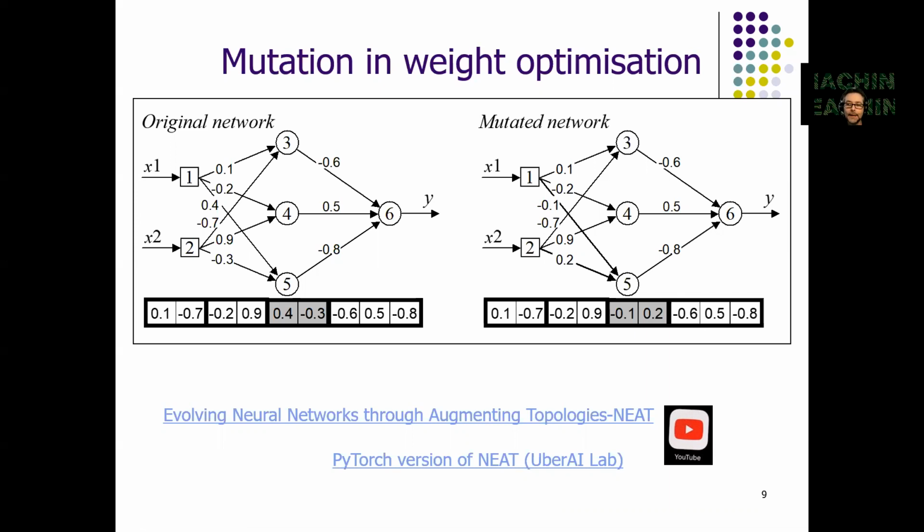Recently, a package, PyTorch, included a new version of NEAT in Python as part of the PyTorch library that was developed by Uber AI Lab to allow people to use NEAT in order to evolve architectures of deep networks.